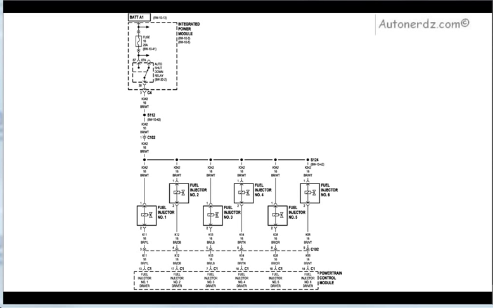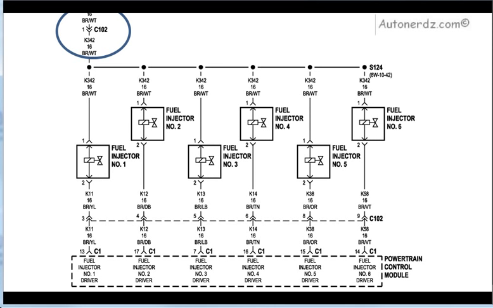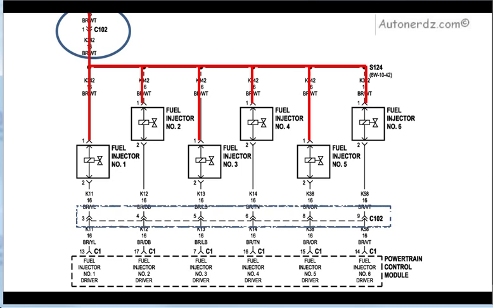Let's take a look at the injector diagram. Here we have all 6. Let's zoom in. Okay, now I see connector C102 here, supplying system voltage to each injector. And through that same connector, C102, our PCM is supplying the ground for each injector.